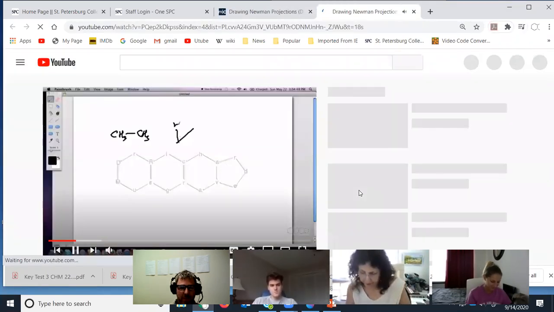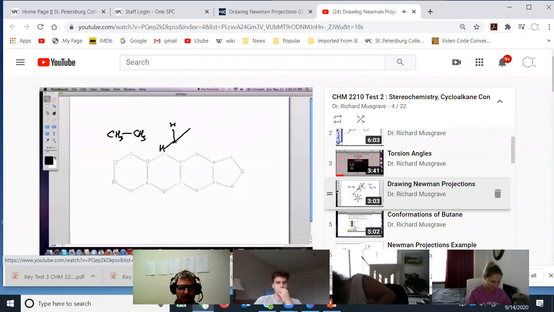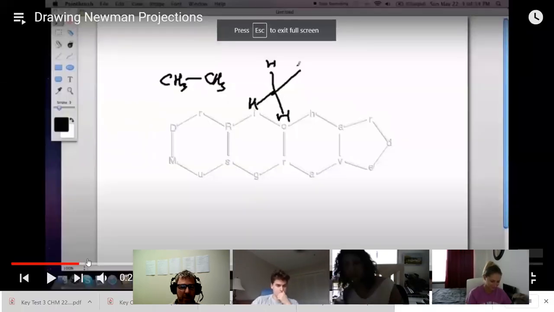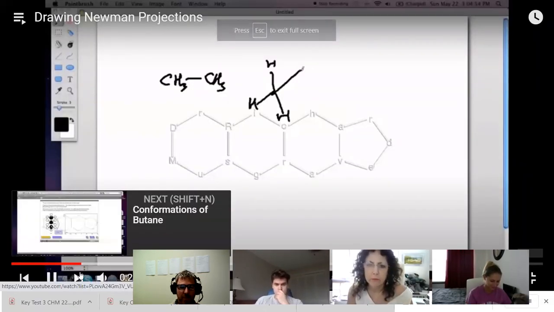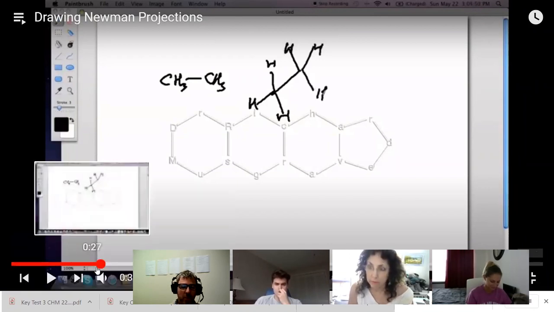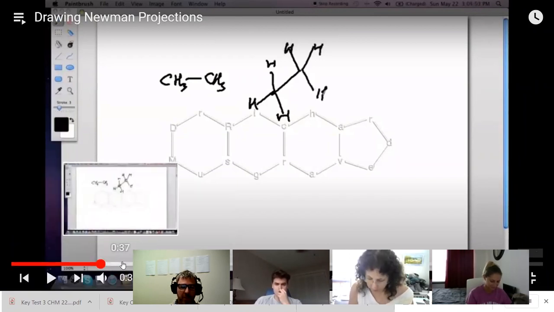Bohr's projection. What I'm showing here is what's called a sawhorse projection, and it looks like a sawhorse. Hydrogens are connected to each carbon, basically trying to show their orientation to each other. But we're not interested in sawhorse projections here. We're interested in Newman projections.